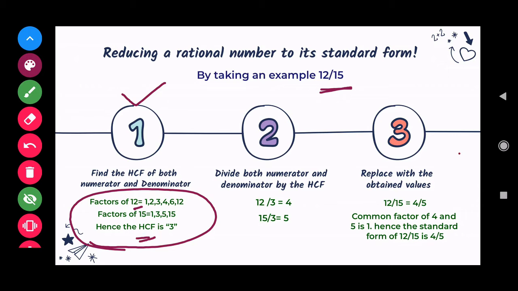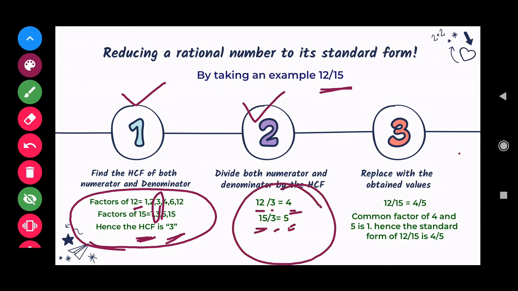So how do you find the HCF? HCF is the highest common factor. Which is the highest common factor existing in these two? 3 is the highest common factor. Hence the HCF is 3. So what is the next step? We have to divide both the numerator and denominator by the HCF. The numerator is 12. Hence 12 divided by 3 will give you 4. The denominator is 15. 15 divided by 3 will give you 5.